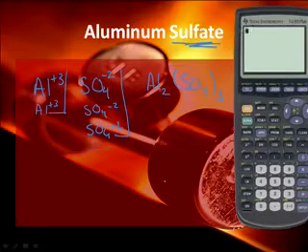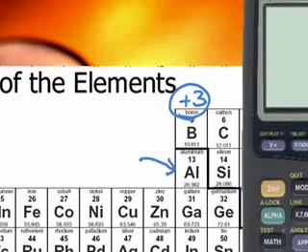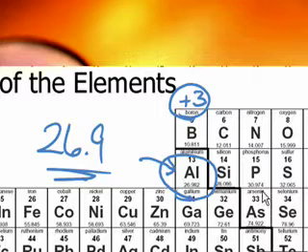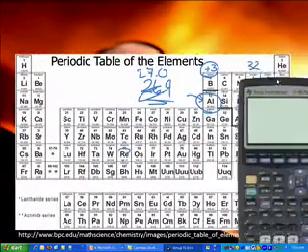We do need to know the weights of aluminum and sulfur. We know oxygen already. Let's take a look at our periodic table. Aluminum weighs 26.98, so let's round up to 27.0. Sulfur is 32.0. We'll just keep that one decimal.